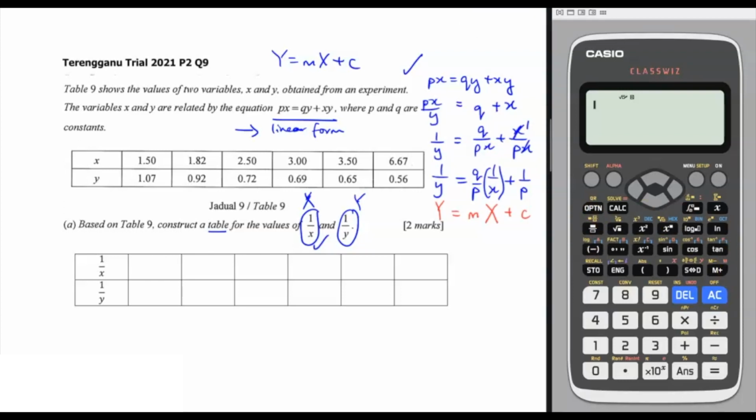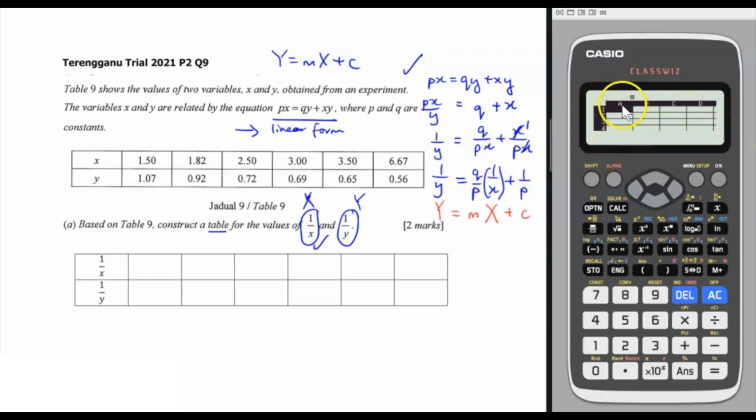Now I will teach you how to use the Casio ClassWiz calculator to get the answers for 1 over x and 1 over y. So you go to Menu, and then you go to the right 8 times, 3, 4, 5, 6, 7, 8, whereby you see Spreadsheet. Press number 8. Okay, so you see a table here. So we have A, B, C, D. So these are the columns, and then 1, 2, 3, 4, and so on will be the rows.